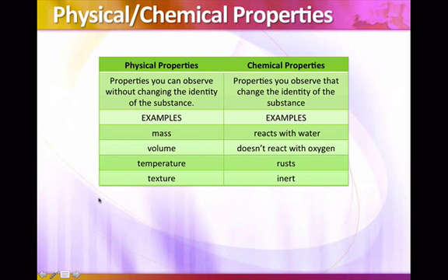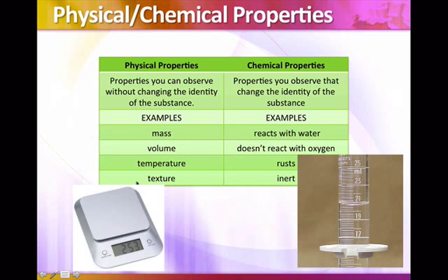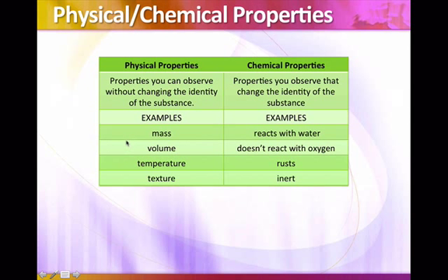So along with intensive and extensive properties, there's also physical properties and chemical properties. Physical properties are properties you can observe without changing the identity of the substance. There are things that you can measure or observe without changing what the substance is. So for example, you can measure the mass of a substance, say of salt, and by taking the mass, it's not affecting what the substance is. Volume, temperature, you can describe the texture of the substance. Those are all physical properties about that substance. You can observe them and they don't change the identity of the substance.